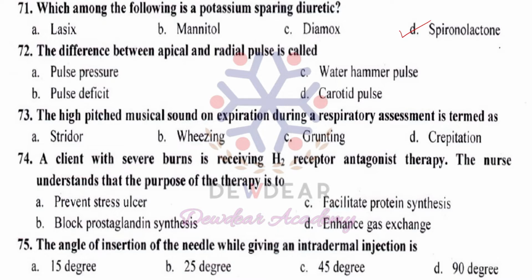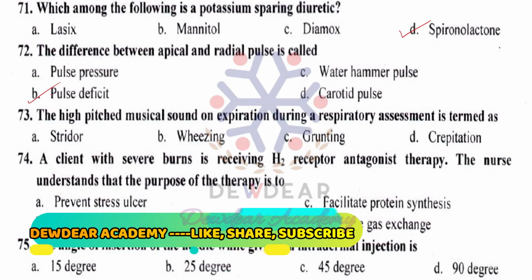Question number 72: the difference between apical and radial pulse is called. Options are pulse pressure, pulse deficit, water hammer pulse, carotid pulse. The correct answer is pulse deficit, option B. Pulse deficit is the difference between the apical and radial pulse.